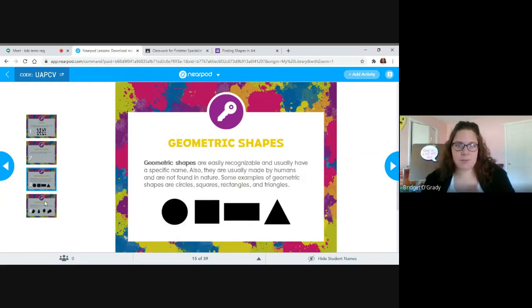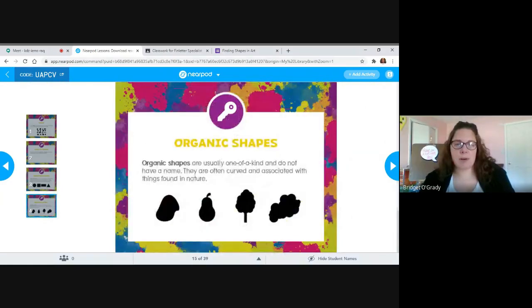Organic shapes are usually more one of a kind, more unique, and they don't usually have a name. Although you can see with the four pictures here, three of them are shapes that have names. A pear is very recognizable, a tree is very recognizable, and a cloud, although that shape can change a lot, is still pretty recognizable. Organic shapes are usually curved and are usually associated with things found in nature, which all of those things are.